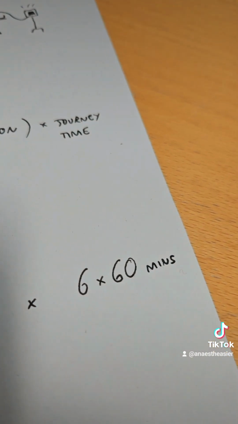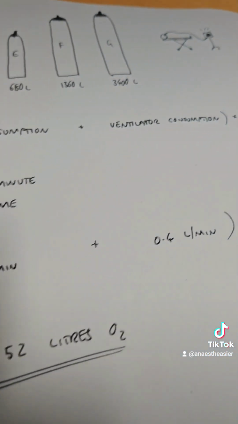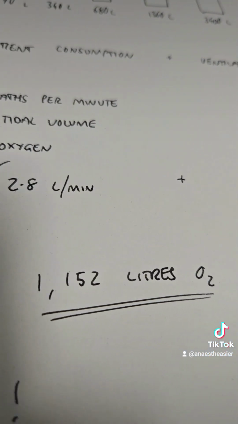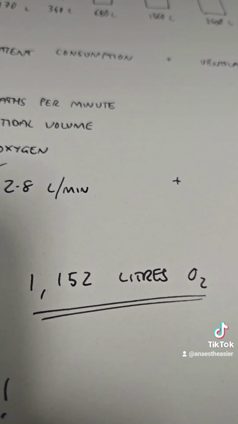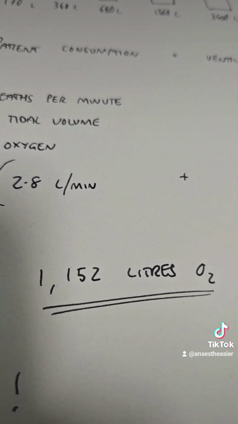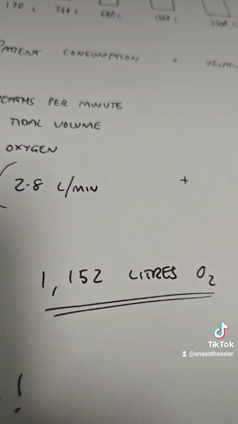So it's 6 hours of 60 minutes, which gives us 360 minutes. So our total consumption, if you add that all up, gives us 1,152 litres of oxygen that we're definitely going to need. Now, this is assuming all goes absolutely well, the patient doesn't change their requirement, the ambulance doesn't have any problems, there's no traffic, etc.